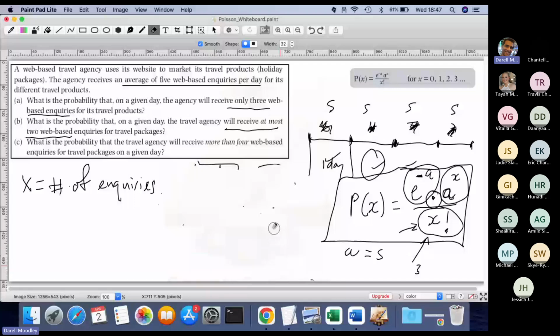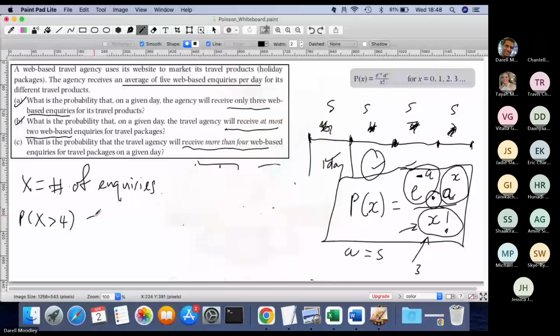So we've answered B, we've answered A. Question C is, what is the probability that the travel agency will receive more than 4 web-based inquiries? More than 4 means you don't include 4. So it means probability of X greater than 4. It's strictly greater than. More than 4 is the same thing as greater than 4. So what they're asking us is, more than 4 means 5, 6, 7, 8, etc.